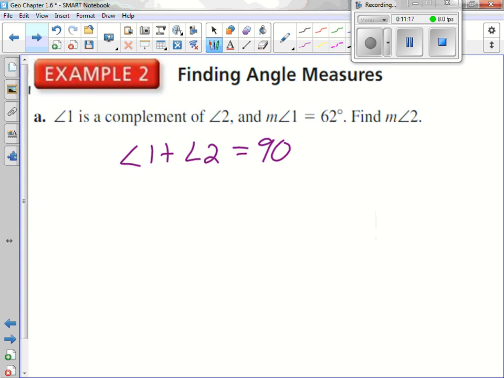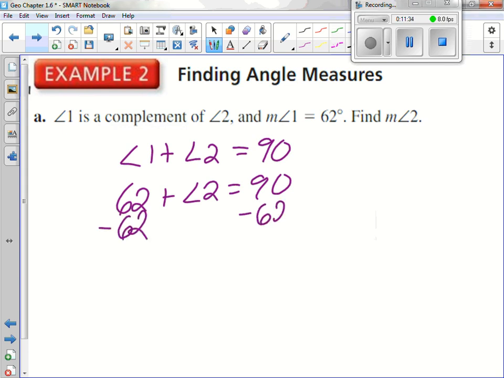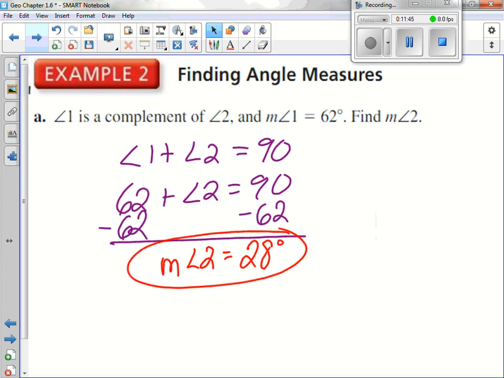Then what did it tell us? The measure of angle 1 is what? So what do I have to do to find the measure of angle 2? 90 minus 62. We can subtract 62 from both sides, which tells us that the measure of angle 2 is equal to 28 degrees. That's it.